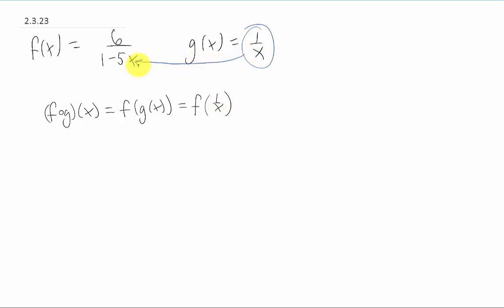Well, what this notation means right here is that you're taking your 1 over x function and you're plugging it in for x in your other function. What does that look like? Well, you just copy down f of x, except wherever you see an x, you replace it with 1 over x. If you simplify this just a little bit, it looks something like this.